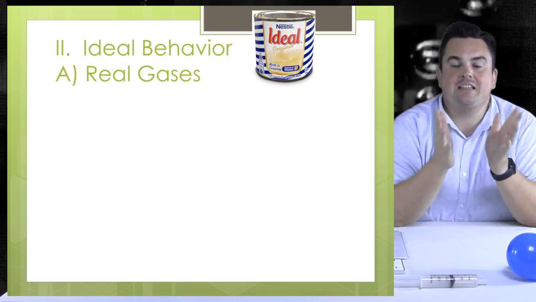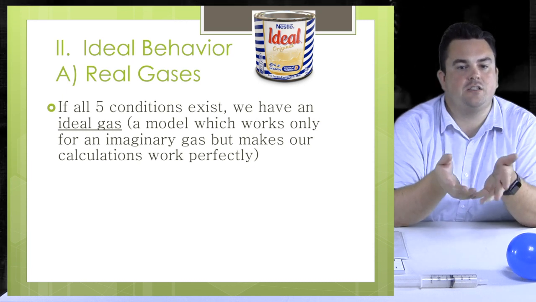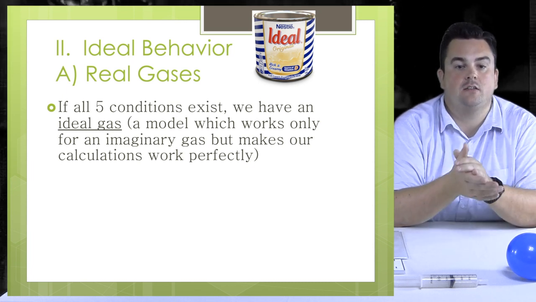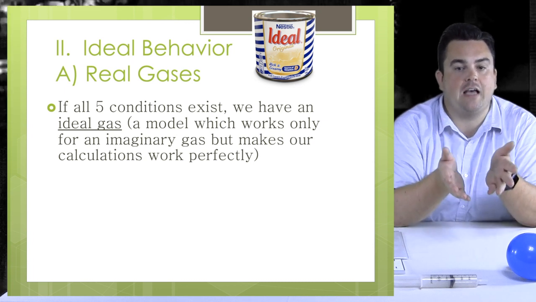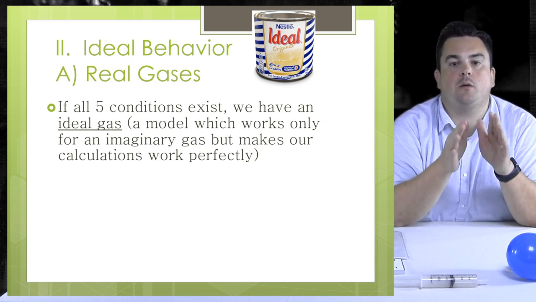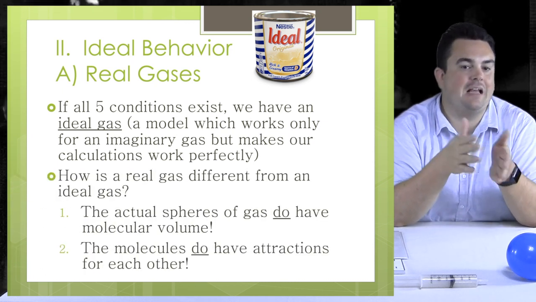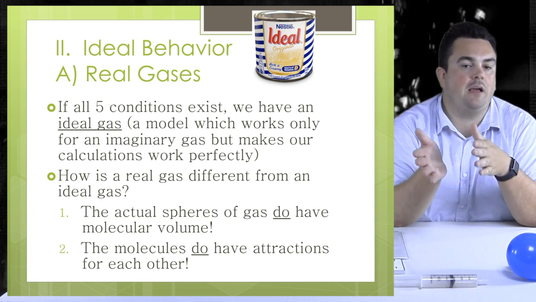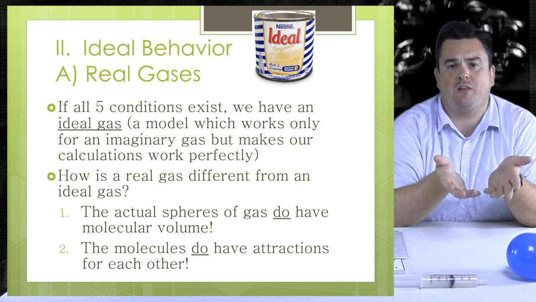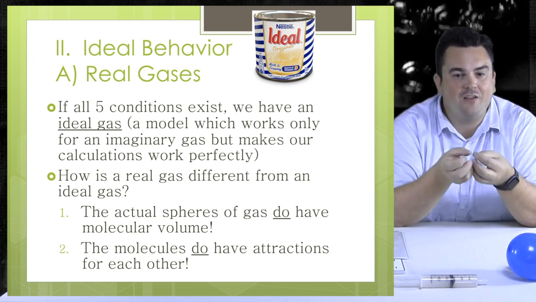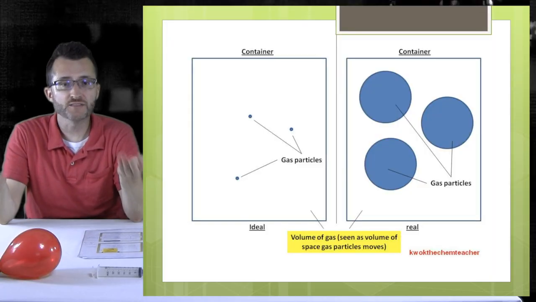Ideal behavior. Let's tie this all into real gases. If all 5 conditions exist, we have an ideal gas. Now, an ideal gas is a model which works only for an imaginary gas, but makes our calculations work perfectly. So how is a real gas different from an ideal gas? Well, looking back at those assumptions, the actual particles of gases do have molecular volume, and the molecules do have attractions with each other.